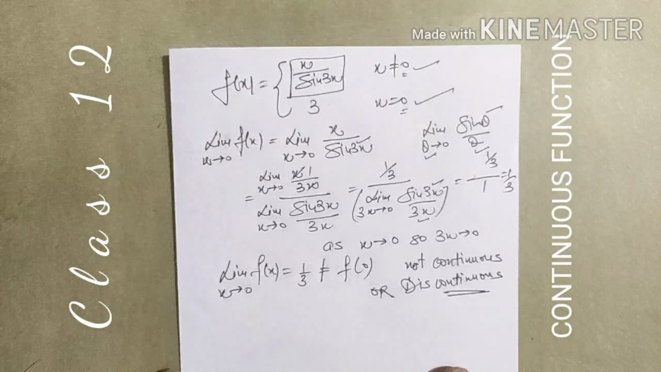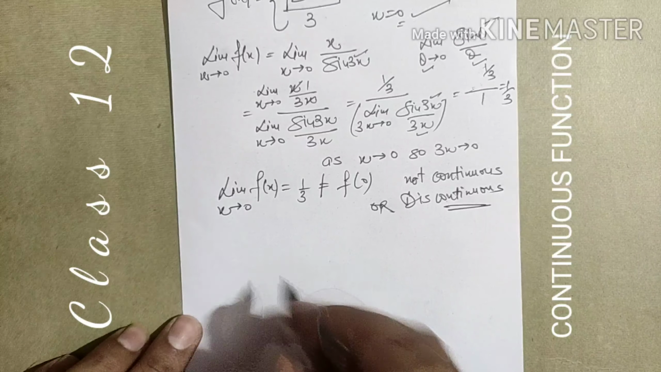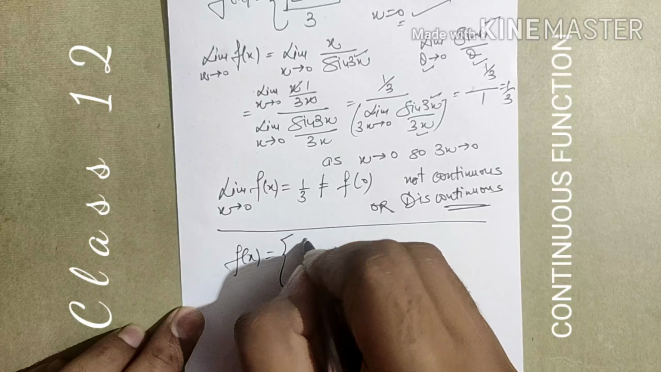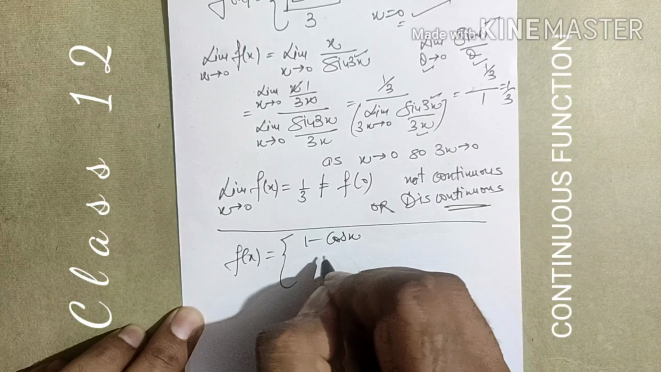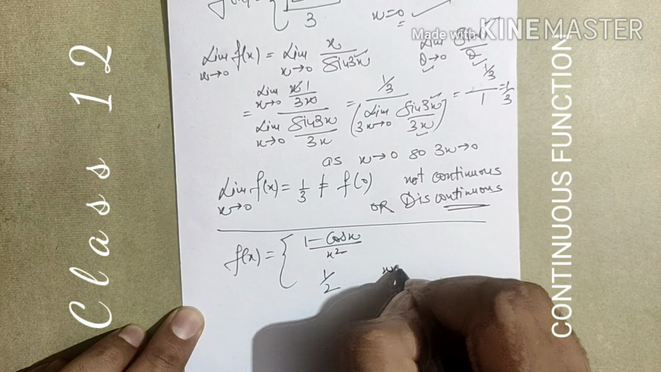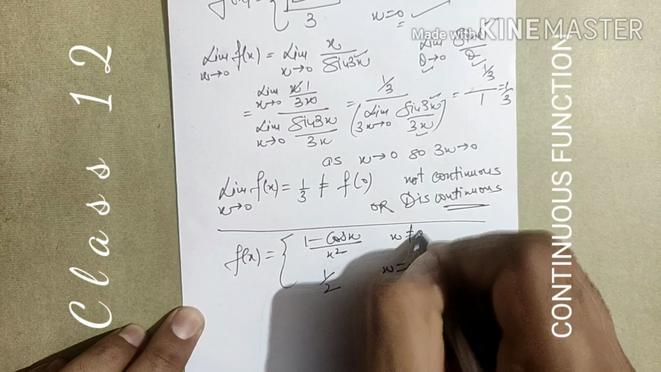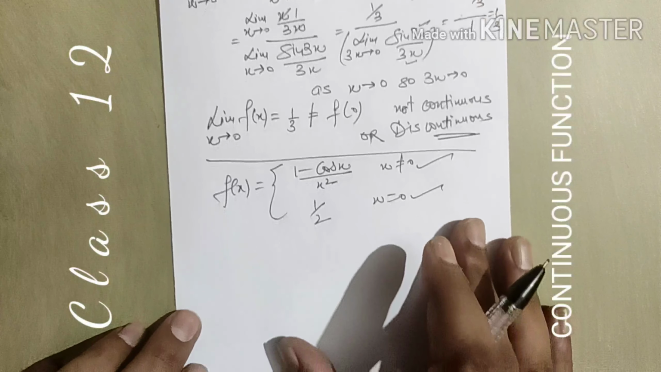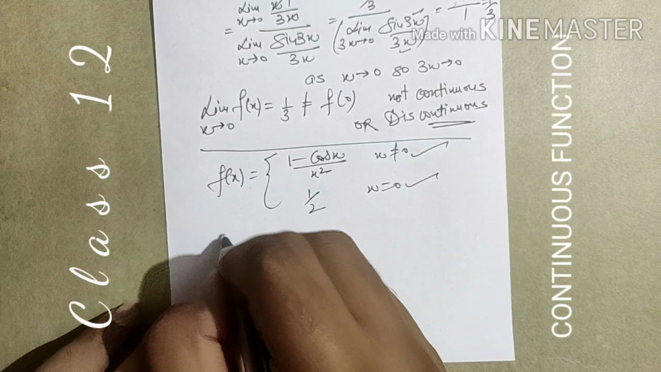Another example we are taking here from the trigonometric part. The function is again given with two values: (1 minus cos x) divided by x square when x is not equal to 0, and 1 by 2 when x equals 0. Again, one is the variable part, one is the constant part, and again we apply the limit on the variable part only.